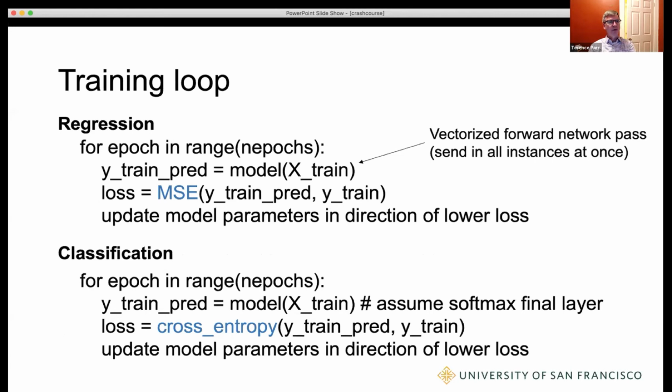Here I've simply chosen MSE and the log loss or cross entropy for the regression and the classification respectively. We're going to make a number of passes through the entire data set, and the model is going to be asked to take the entire training set and make some predictions for it. And then I'm going to say, hey, what's the loss? What's the difference between what I predict and my known truth?